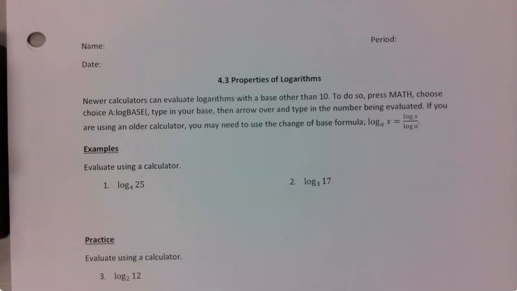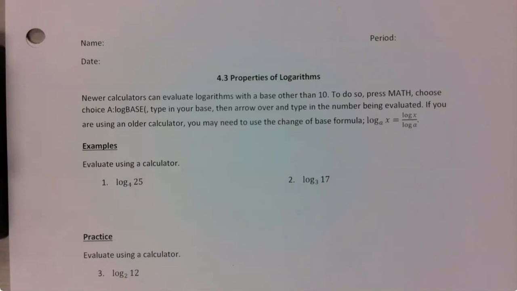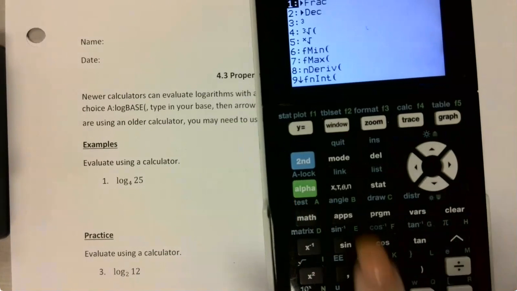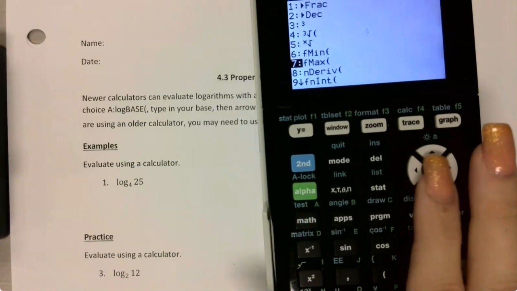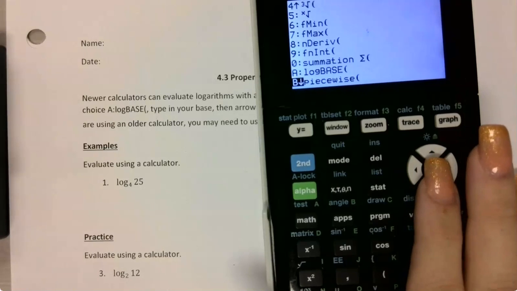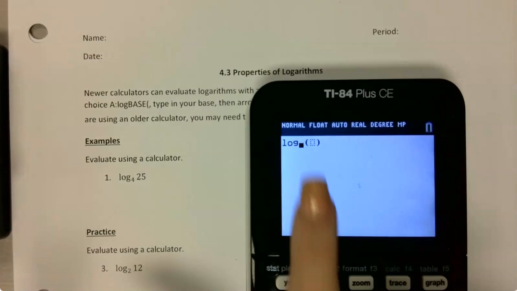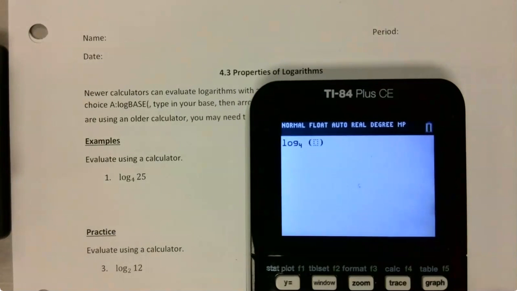Okay, so today we are evaluating logs that have different bases other than 10 and e. If you have a newer calculator like the ones I have in the class, you can just go math, and then if you scroll down to choice A, it says log base. I press enter, then I can type in the base of my log, which here is 4, and then I can do 25. And then I would just press enter to get my answer.